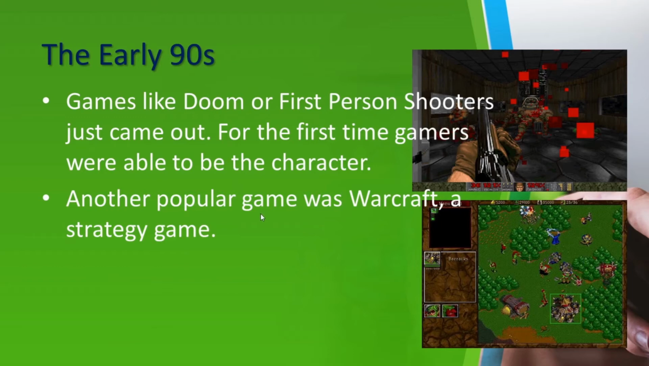Next, in the early 90s, games like Doom, a first-person shooter, just came out. So for the first time, gamers were able to be the character. What does first-person shooter mean? This is a type of shooter game where your point of view is in first person, meaning you're seeing the game as if you are the playable character within the game.